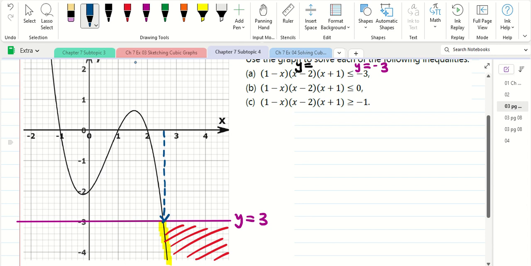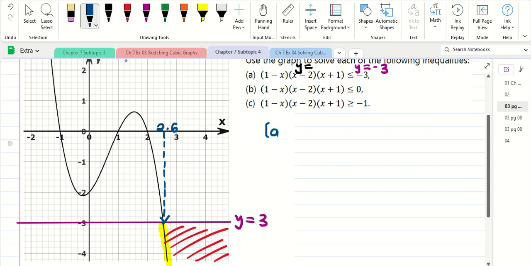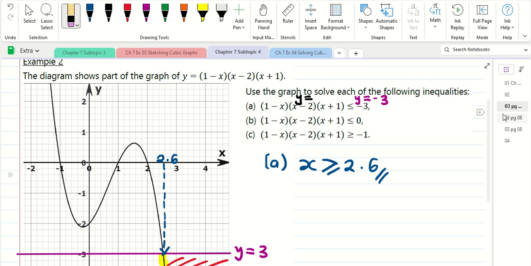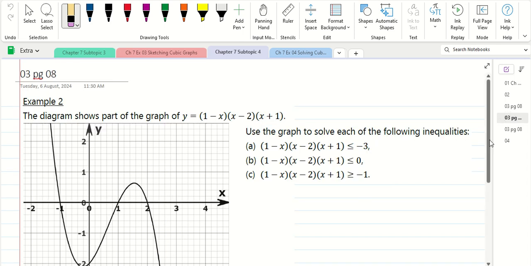So in this part, x equals 2.2, 2.4, this is 2.6. Okay, this is 2.6. So the estimation for part A, the solution is going to be x is more than or equal to 2.6. Okay, depends on what you have on your graph over here. So this is for part A. All right, moving on to the next part, let's move to part B.